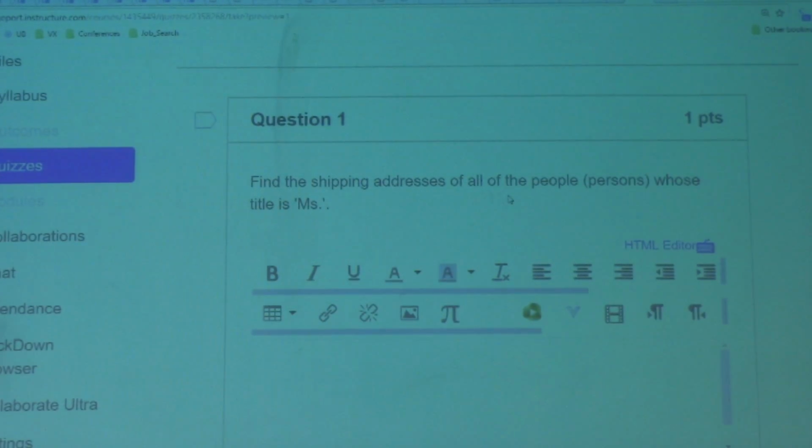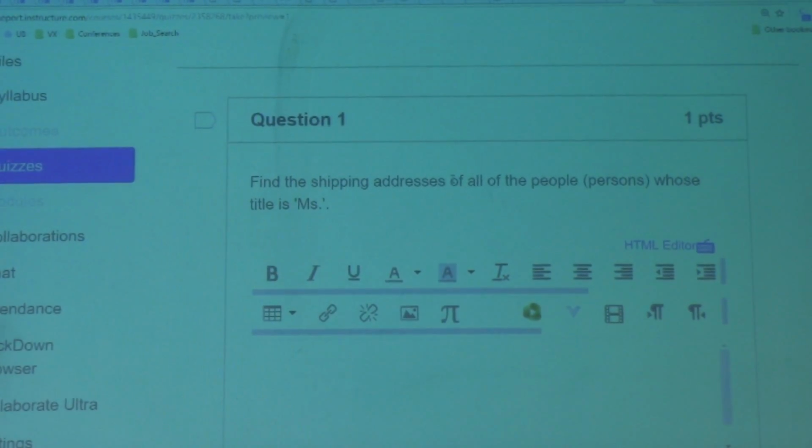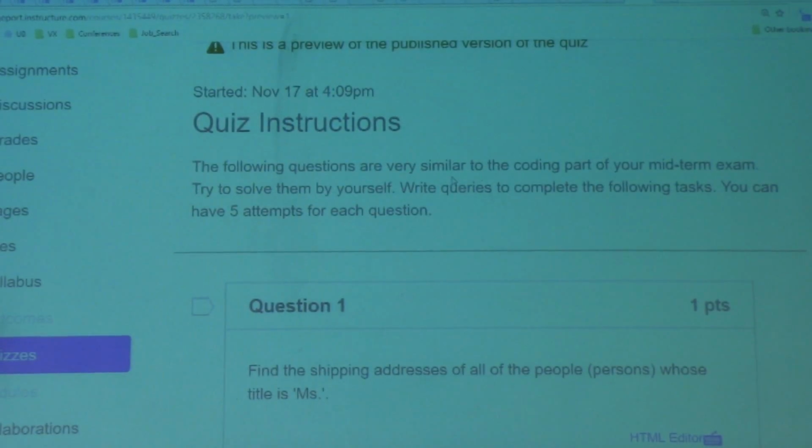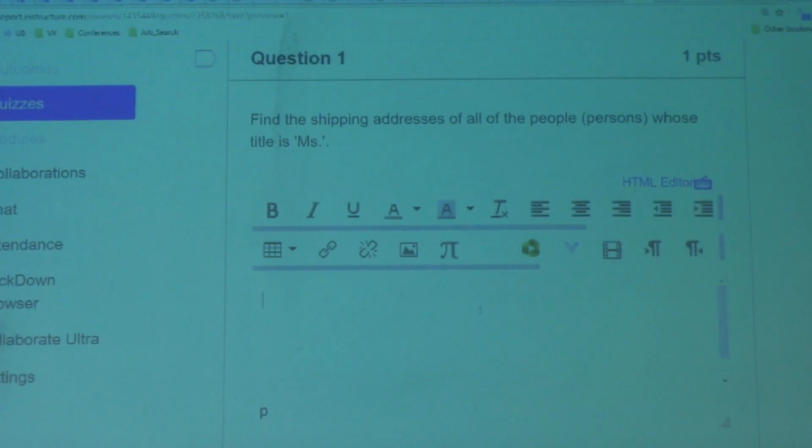Find the shipping address of all the people whose title is Miss. It's really simple. It's a simple join, isn't it? Join between person and... No, Professor, this is not a simple query. For this, you have to find out the shipping address. We have to join some four tables, Professor, for this one. This is not a simple query.